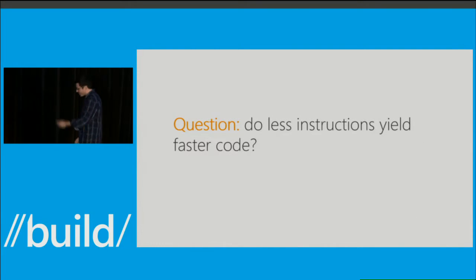So, all right, I want to start off the presentation with a question. Who believes that less instructions yields faster code? So we're talking the number of floating point operations per second, per frame, per iteration, per whatever. Show of hands, who says less instructions yields faster code? All right, we got a few hands. And, to some extent, that is true.